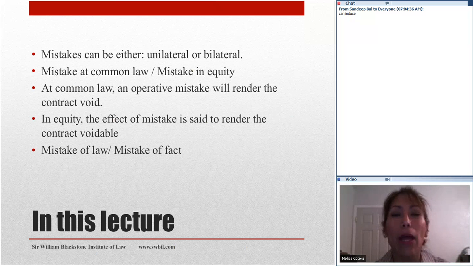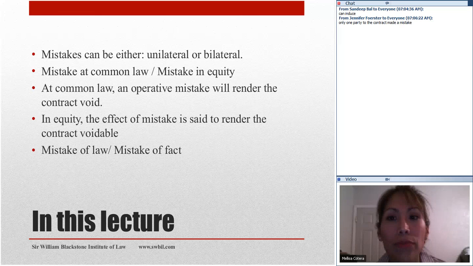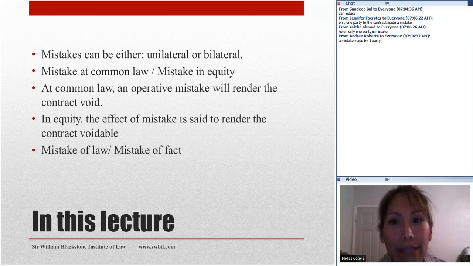Okay, what do you think by unilateral mistake? What does unilateral mistake mean? Exactly, perfect. Only one partner to the contract made a mistake. That is excellent. And a bilateral mistake, what is for you a bilateral mistake? Okay, both parties make the same mistake.